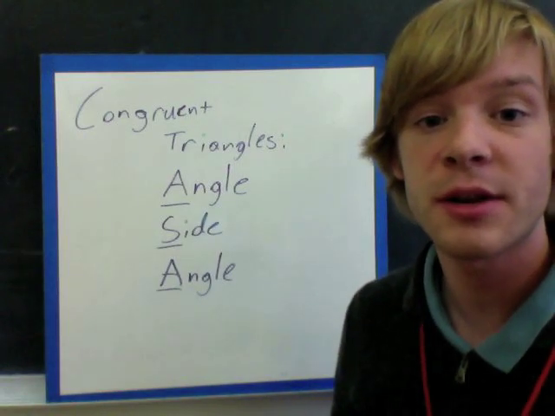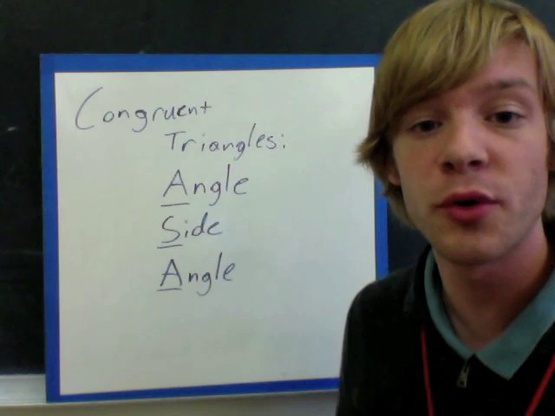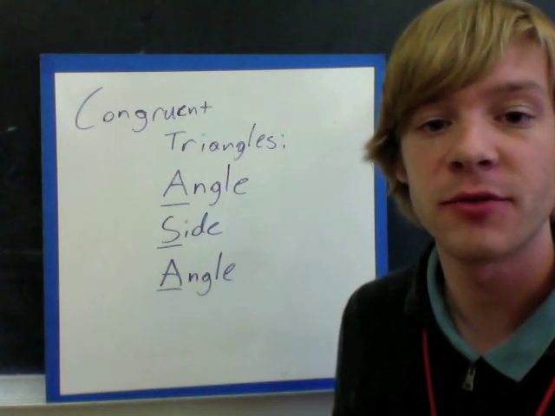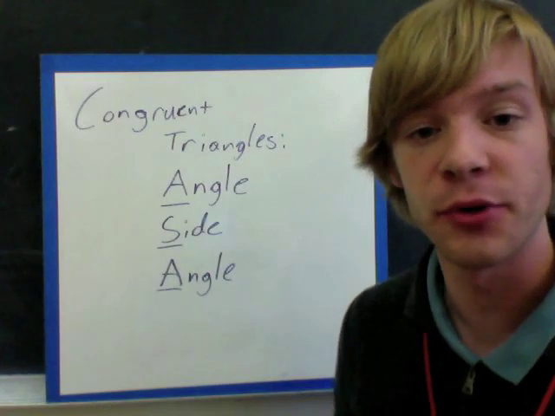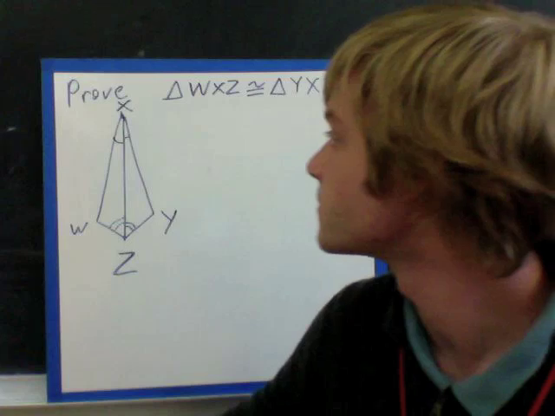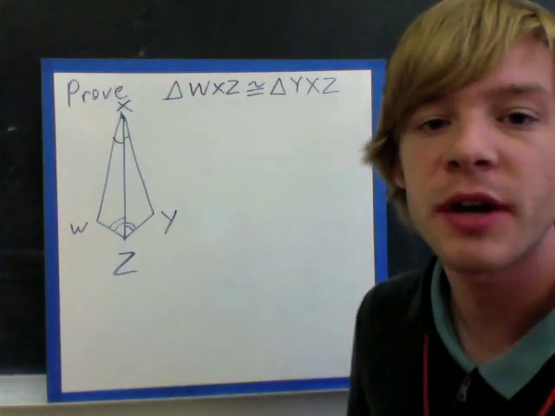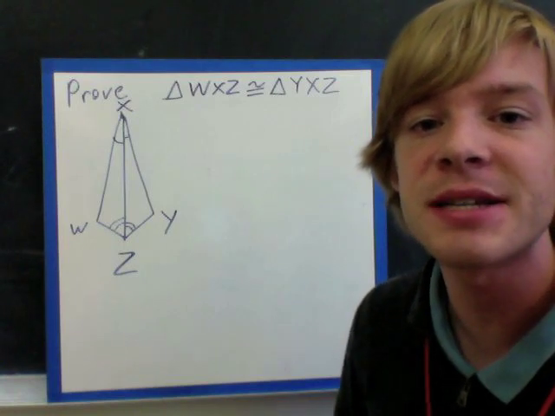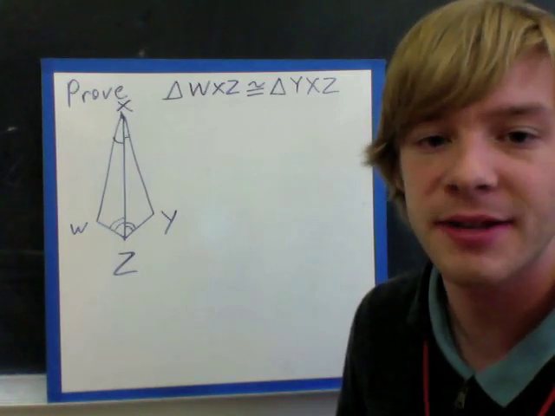Hi there, we're going to take a look at an example of our third rule, and this is the angle side angle rule when we're working with a pair of triangles who we're trying to show are congruent. So here we've got two triangles. We want to prove that triangle WXZ is congruent to triangle YXZ.